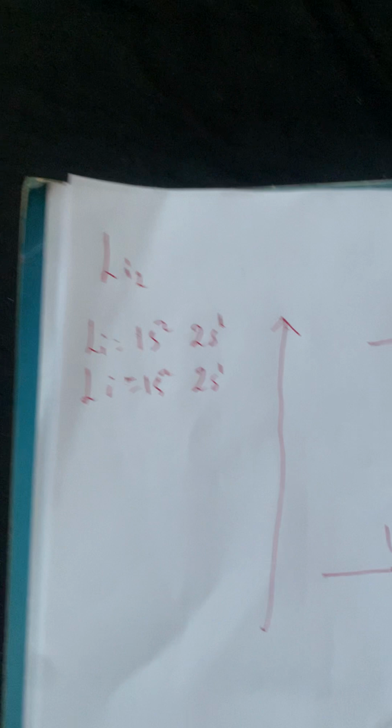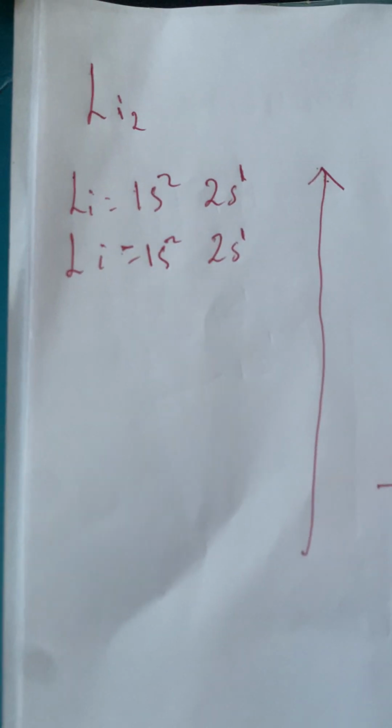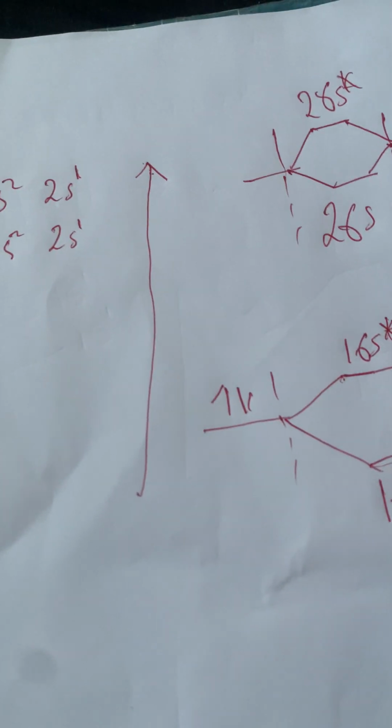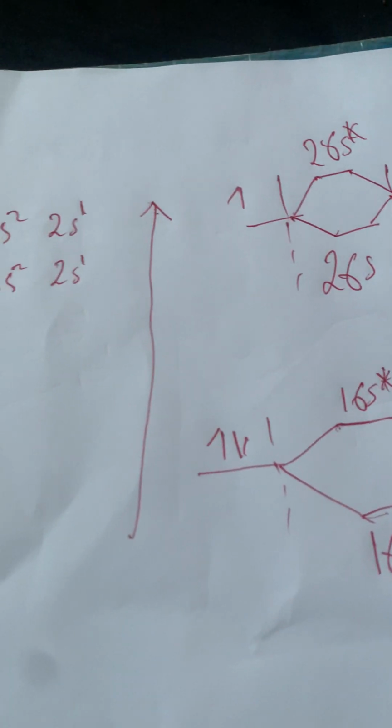That's just the difference. Now, the one of 1s, you put the 2 electrons. You know, they have two electrons, the first one, second one. Then 2s, they have just one electron on each. So 1 electron will be here, and the second electron also will be here.